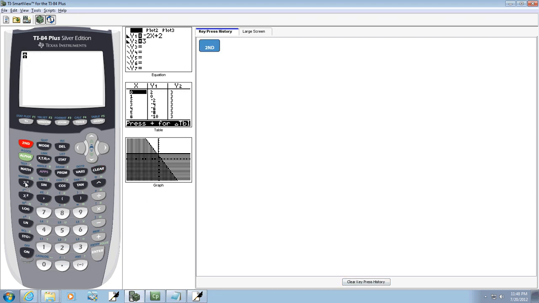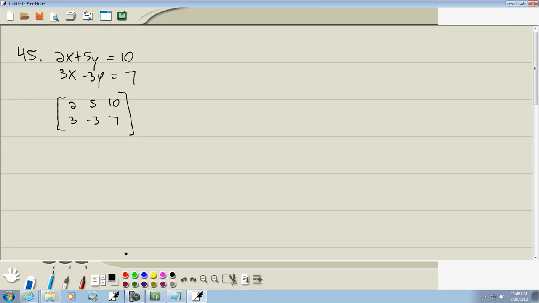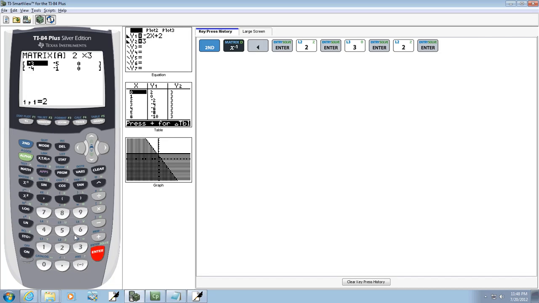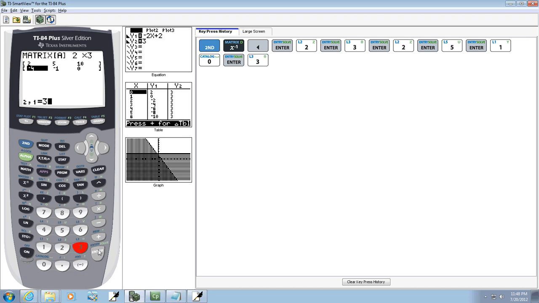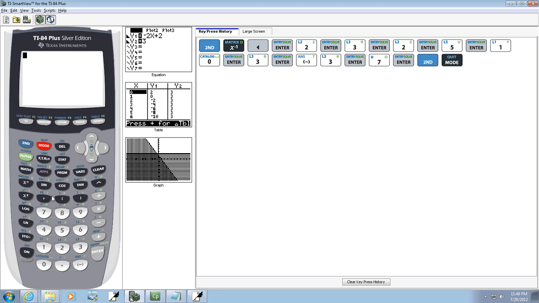So I'll do second x to negative 1, go to the matrix menu, left arrow over to edit, and do enter on A, and it's a 2 by 3, rows by columns. Then we got 2 enter, 5 enter, 10 enter, 3 enter, negative 3 enter, 7 enter. Now to exit out. Now we'll go through our RREF process.